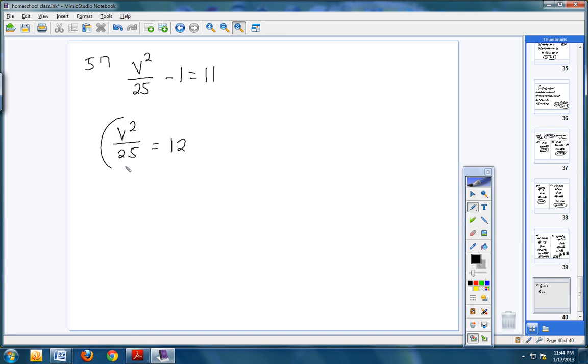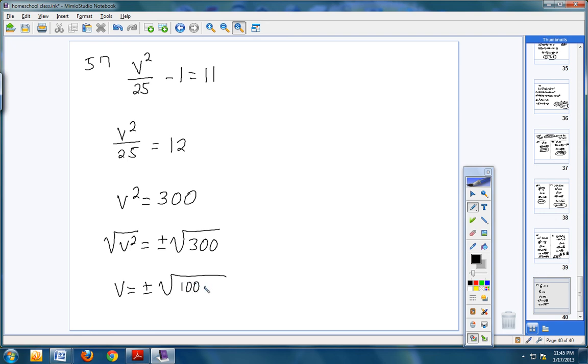If we multiply this side by 25 right here, the 25s would cancel out, leaving you with v squared. And if I multiplied 12 by 25, I'm not sure what you would get. 240 plus 60, 300 I believe is correct. Yes, 300. Okay, so I multiplied both sides by 25. And now I take the square root of v squared and the square root of 300. Is 300 a perfect square? No, it is not. But I can simplify that thing most definitely. 100 times 3. And then, of course, your final answer would be plus minus, what's the square root of 100? 10 square root of 3.